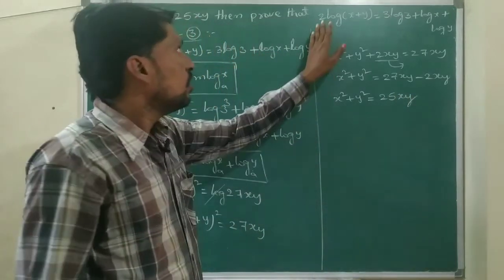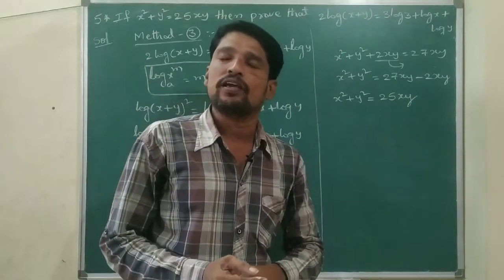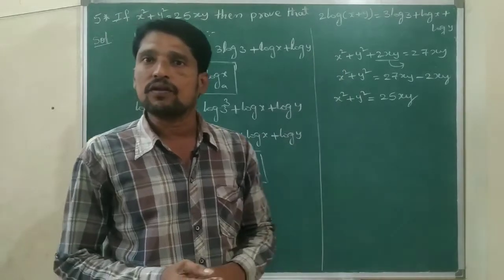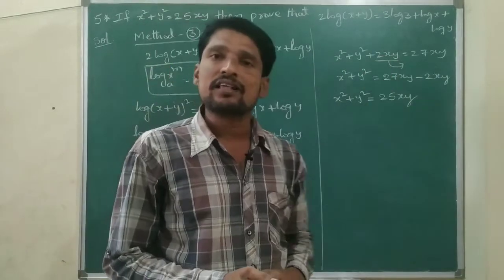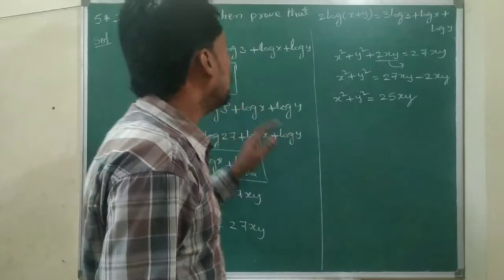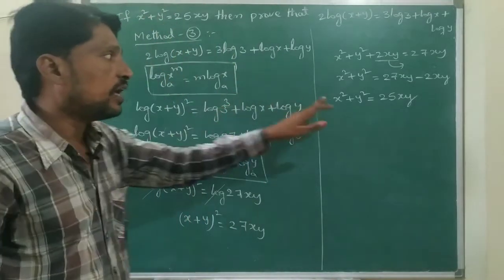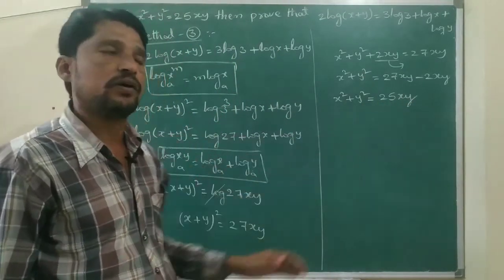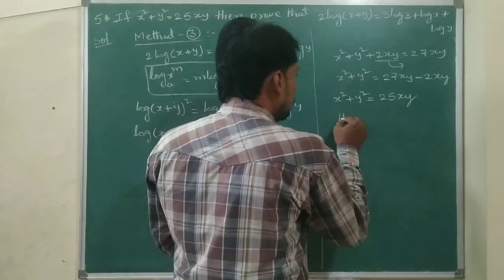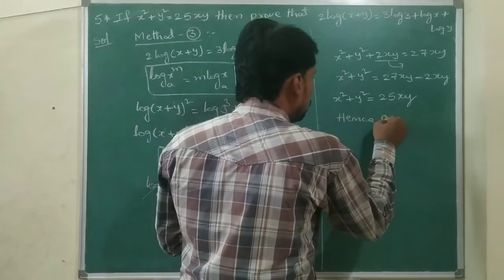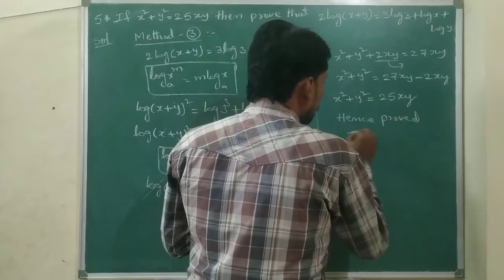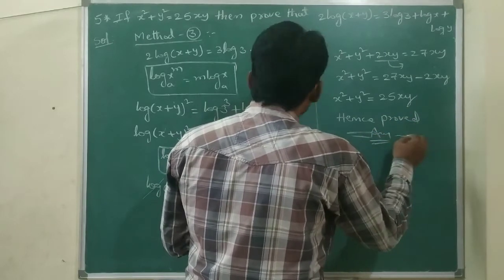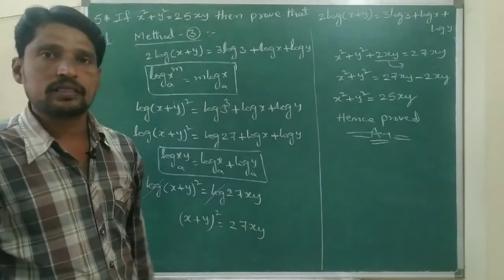So we took 2 times log of x plus y equals 3 times log 3 plus log x plus log y, and what did we get here? x square plus y square equals 25xy. Hence proved. This is method number 3.